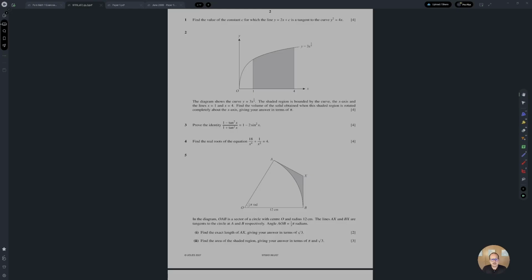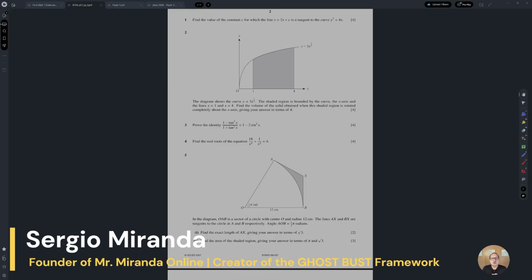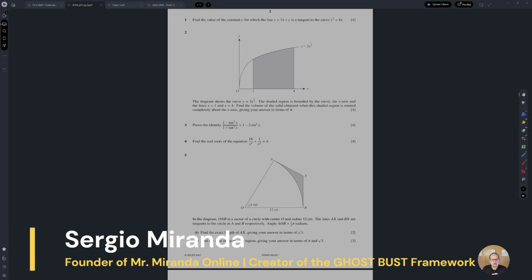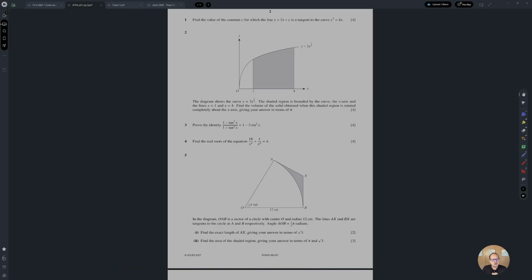So let's look at some exam questions about identities. The first one is from spring 2007 paper 1, question 3. It says, prove the identity (1 minus tan square of x) over (1 plus tan square of x) is equivalent to 1 minus 2 sine square of x.